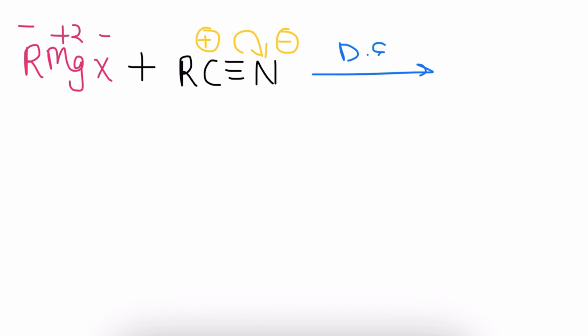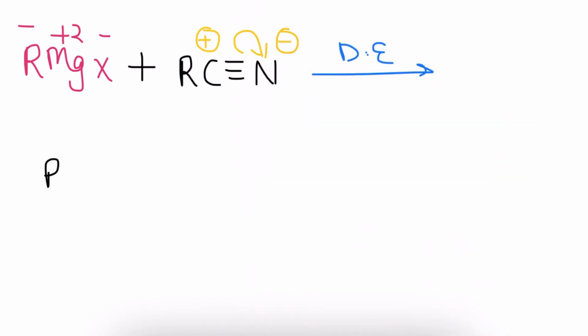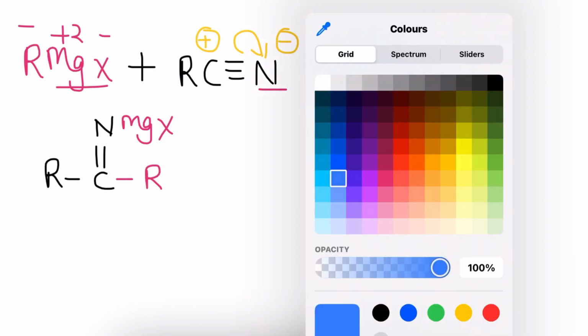The solvent we use is diethyl ether. When we add Grignard to this nitrile, the negative part gets attached with the positive one and the positive part attaches with the negative. Nitrogen is negatively charged, so we add the MgX part with it. Carbon is positively charged, so we add the R minus part with it. Then the next step is hydrolysis.